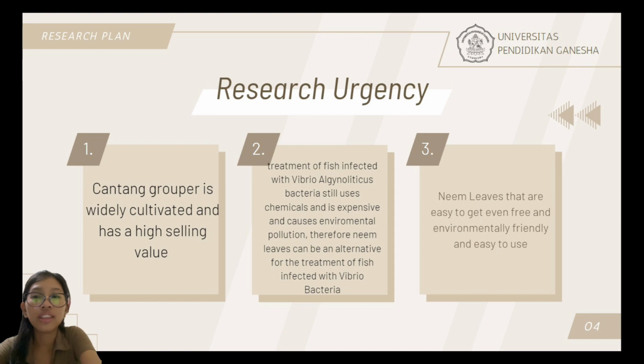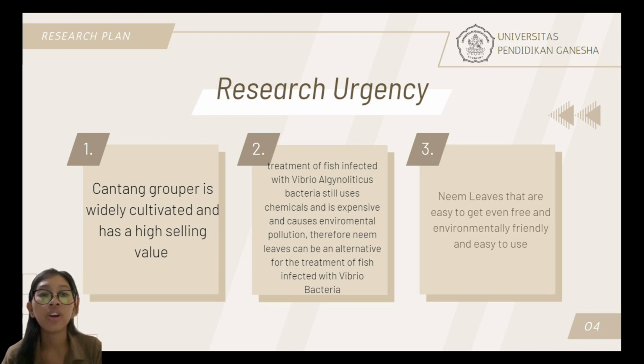Next is research urgency. The urgency of the research plan is that the research is important because Cantang grouper is a fish that is widely cultivated and has a high selling value. Because this fish is easily attacked by Vibrio alginolyticus bacteria, this research is very important.